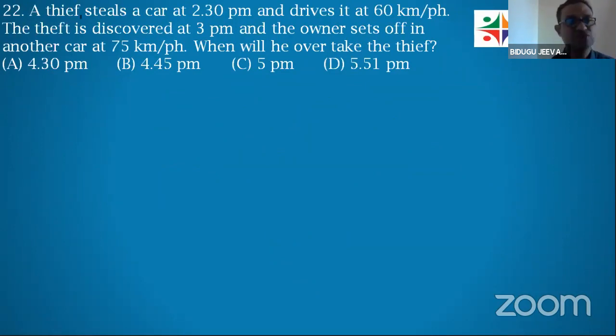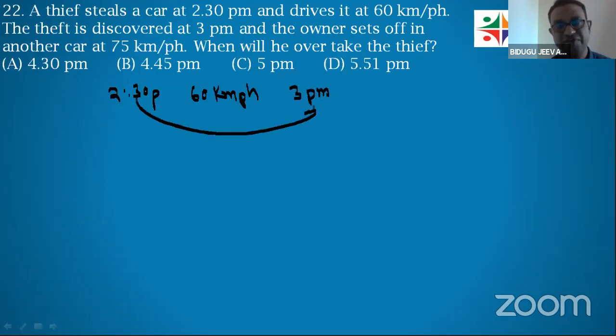A thief steals a car at 2:30 p.m. and drives at 60 km per hour. The theft is discovered at 3 p.m. So within half an hour, what is his capacity? Per hour 60 kilometers. Half an hour means he will travel 30 kilometers. So I'll write 30 kilometers away from the police.